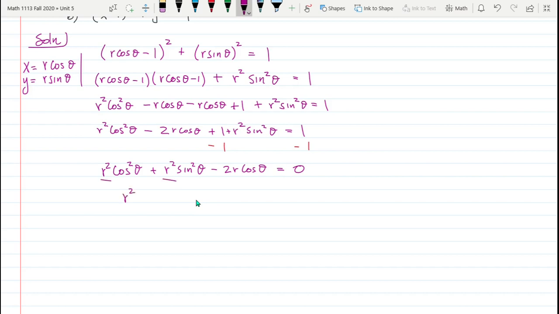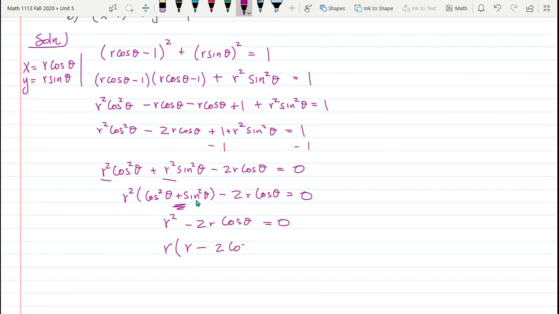So r squared, factor it out, cosine squared theta plus sine squared of theta, minus 2r cosine theta equals 0. Well, this right here is one of the Pythagorean identities. So this is just a 1, so we're left with r squared minus 2r cosine theta equals 0. I still have an r here and an r there. That means I can factor it out. So if I do that, I have r times (r minus 2 cosine theta) equals 0.